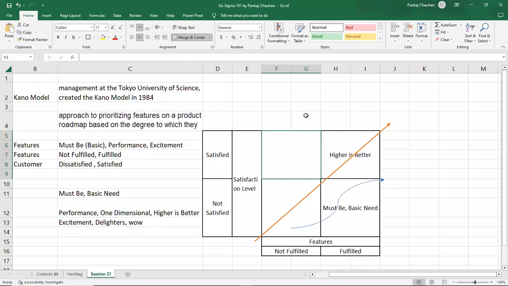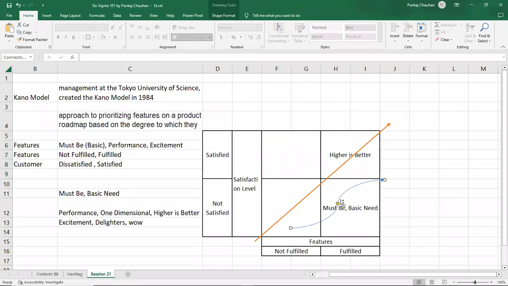The third requirements are these. I will just copy this arrow. It is here for the higher is better. Basic need, when you are fulfilling that, post that you go for providing the one dimension to the customer.